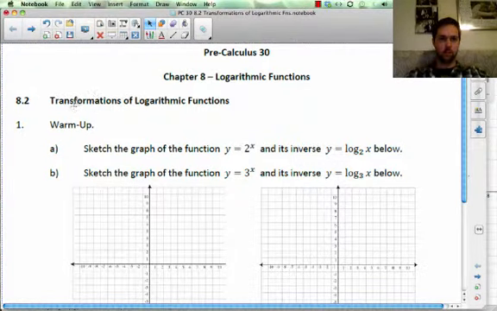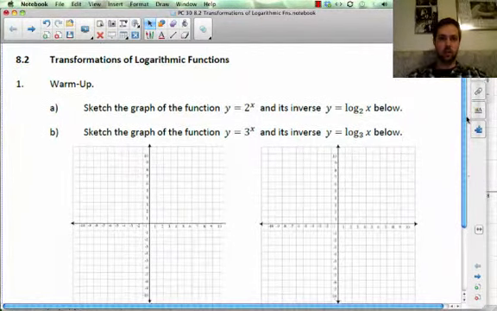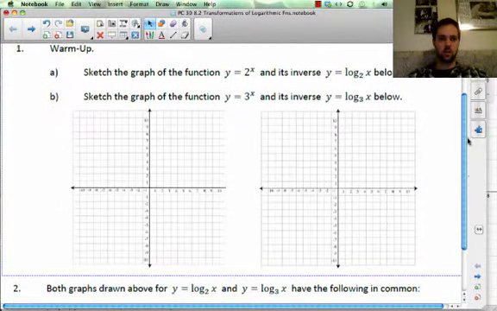Welcome to section 8.2 of Pre-Calculus 30. Today we're going to be applying the same old transformations, a, b, h, and k, this time to logarithmic functions.